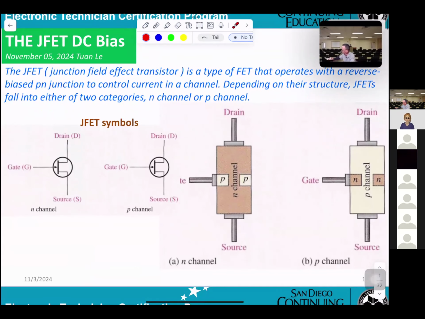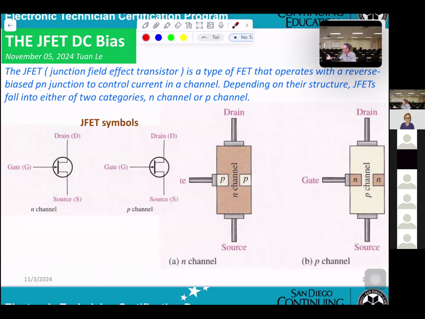Okay, first thing, this is the N channel. This is a symbol, exactly like the bipolar transistor, where you see the symbol and recognize that it is an NPN or PNP. Same thing here, this is a symbol for N channel, and this will be a symbol for P channel. Basically, you can get the drain, this is the gate, and this is the source.